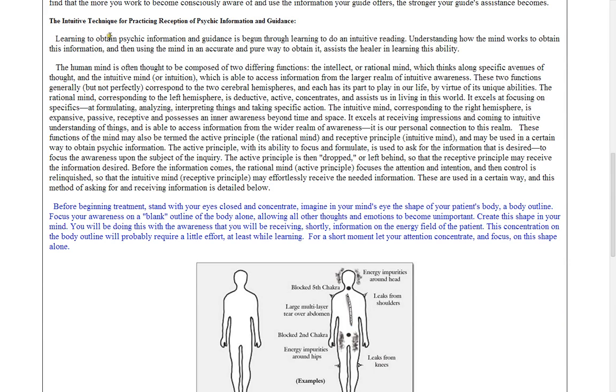The intuitive technique, inner intuitive technique for practicing reception of psychic, energetic information and guidance.